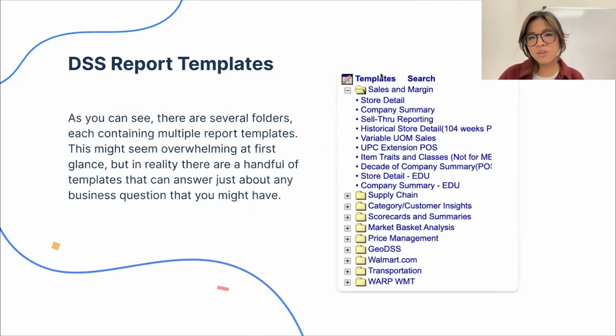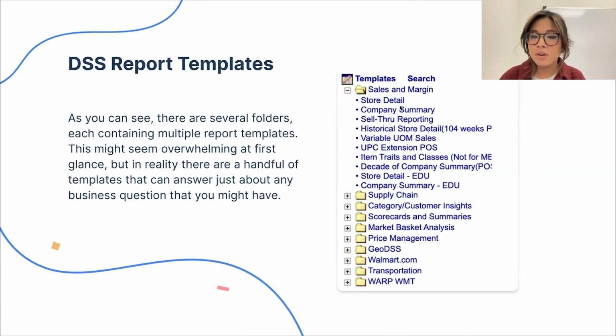So just so you guys can see, we double clicked into one of these folders. You should be able to access all of these and click into all of them and see. So you can see things like store detail, company summary, sell-through reporting, so on and so forth. As a general rule, it seems like a lot of stuff, but really, as we mentioned here, just a handful of templates are going to get you what you need, I would say 85 to 90% of the time.